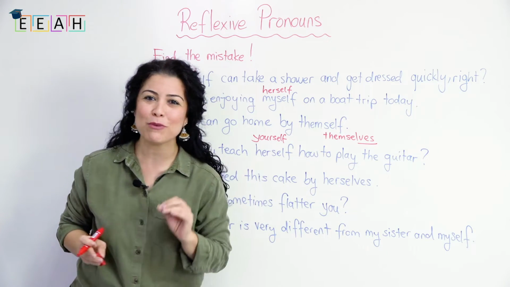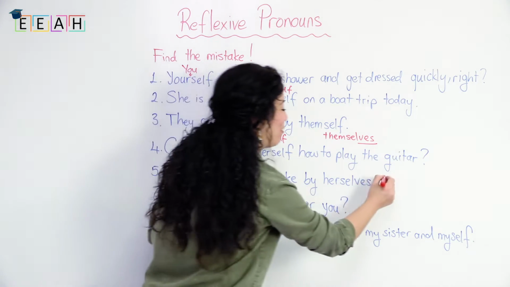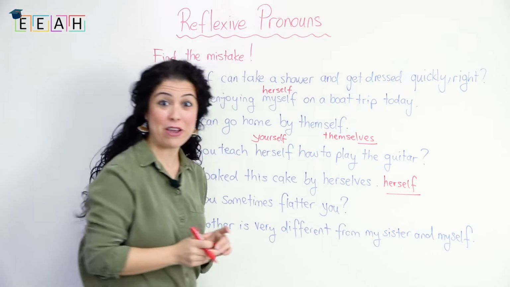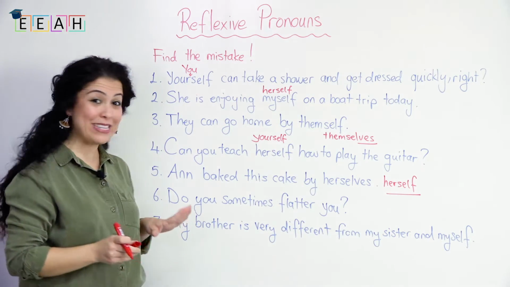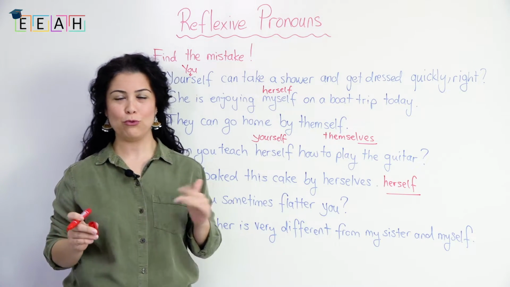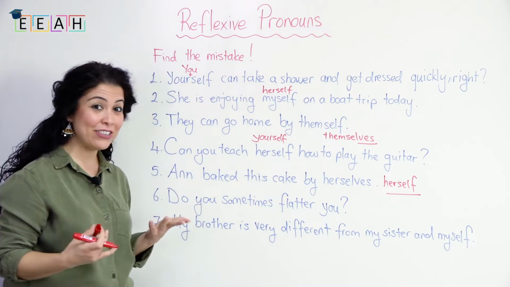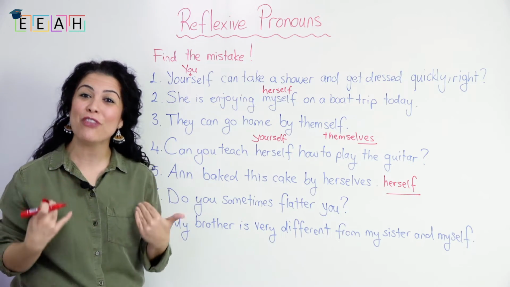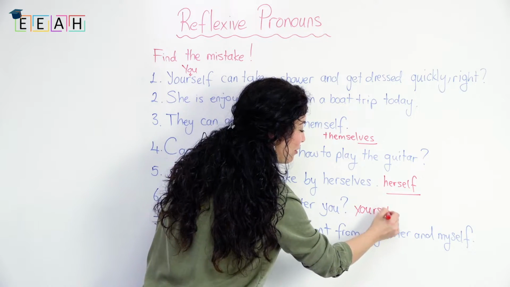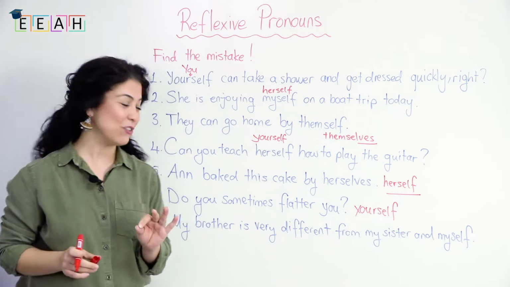Number 5, Anne baked this cake by herself? No, this is supposed to be plural, right? Herself. Herself. This is the correct form. Good. Now, number 6. Do you sometimes flatter you? Do you sometimes flatter yourself? You're reflecting back, okay? Not you, yourself. Good. And the last one.